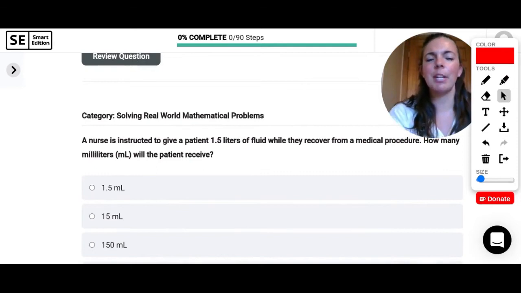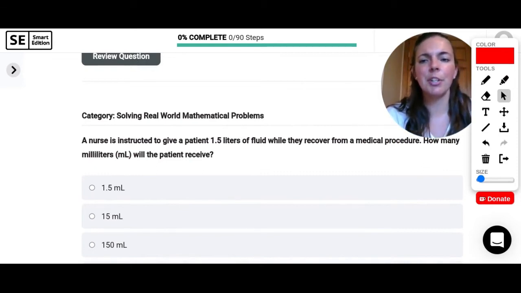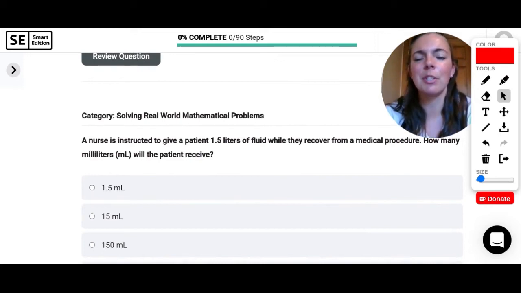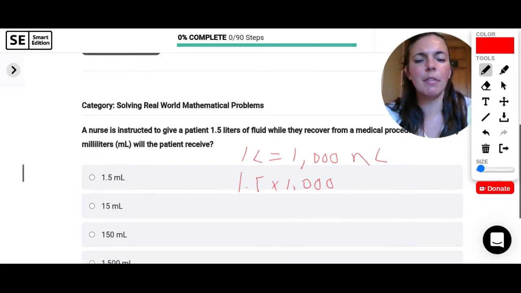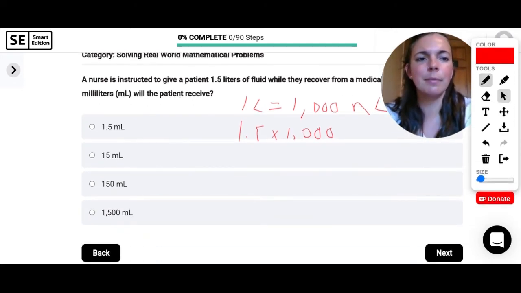Okay, a nurse is instructed to give a patient 1.5 liters of fluid while they recover from a medical procedure. How many milliliters will that patient receive? So 1 liter is equal to 1,000 milliliters. So if we have 1.5 liters, we just need to multiply that by 1,000. So 1.5 times 1,000 would be 1,500 milliliters.